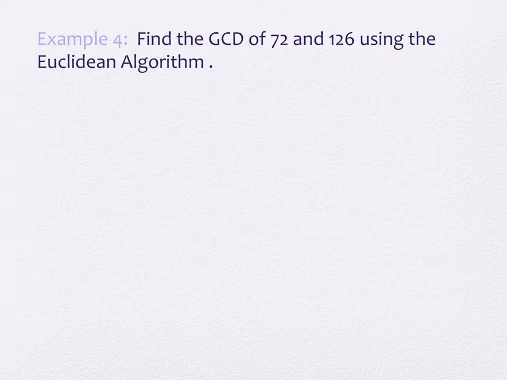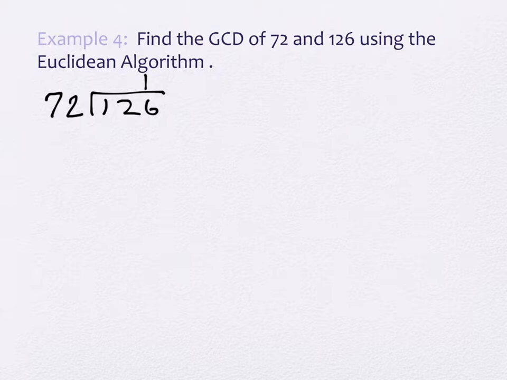Okay, 72 and 126. So what you're going to do is divide the bigger number by the smaller number. So 72 on the outside, 126 underneath of the division. And you're going to grab your calculator if you need to. On this one, it's not a terribly difficult one to just do in your head. It only goes in one time. And you're going to find the remainder.